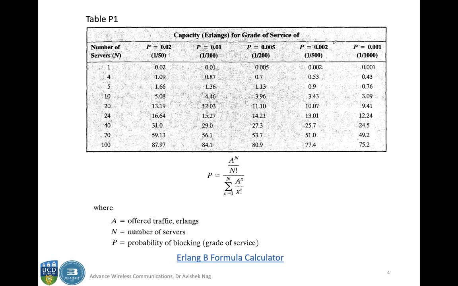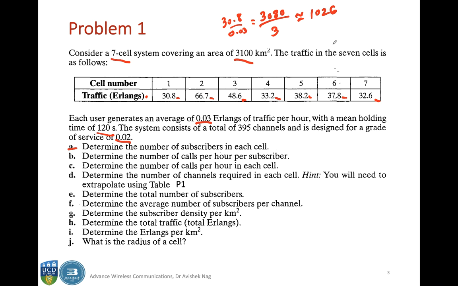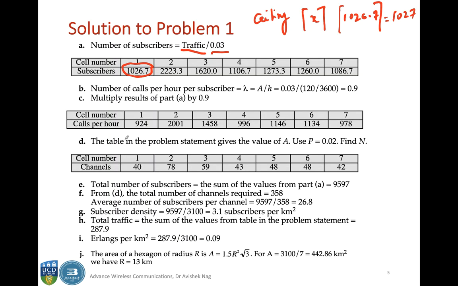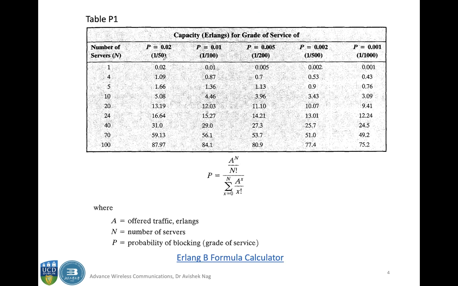So for the next part B, let's see. Determine the number of calls per hour per subscriber. For this you are given the holding time of 120 seconds, so you have to use that input information. Basically your offered traffic A is equal to lambda times H, so your lambda is A over H. A is given according to the problem.